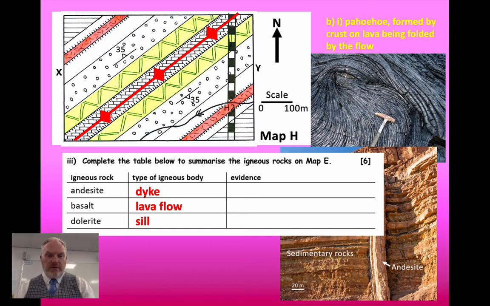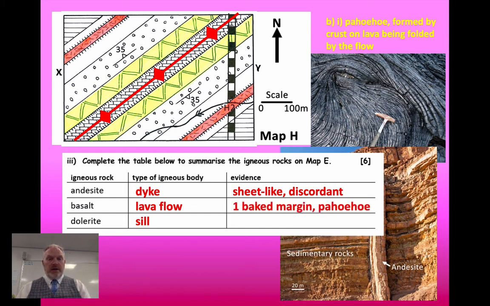Now, the evidence we have for this, for the andesite we've talked about already. It's sheet-like and it's discordant. It cuts across the layers in the sedimentary rock. The basalt, though, must be a lava flow. There's two reasons for that. It's only got a bake margin at the base of the basalt, and also we see that pahoehoe surface. That'll be on the top of the lava flow.